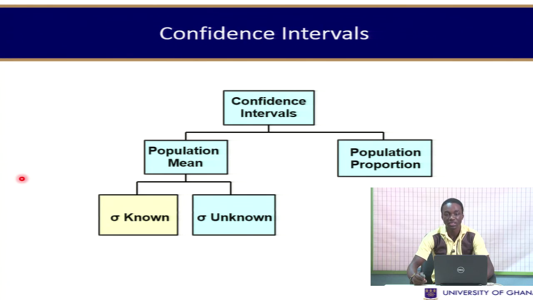Now, in constructing confidence intervals, there are certain things that we will need to consider. In the first case, we will be constructing intervals for the population mean. We will first consider situations where sigma, the population standard deviation, is known, and then when the population standard deviation is unknown.